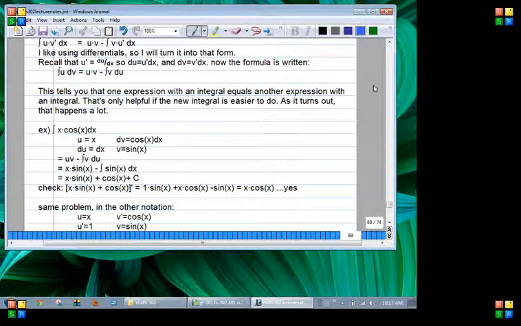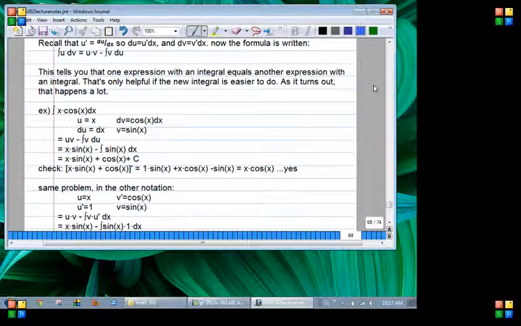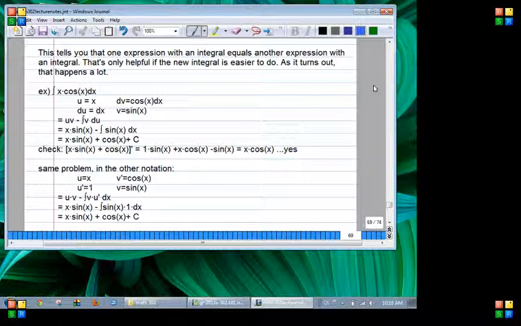So instead of saying u and dv, you'd say u and v prime, and then you have to say what u prime is. You have to say what v is. So now when you rewrite it, you'd say this equals uv minus the integral of v u prime dx, which is just when you plug it in, you get this. And notice that the integral of sine x times 1 times dx is just the integral of sine x. So anyway, you get the same thing.